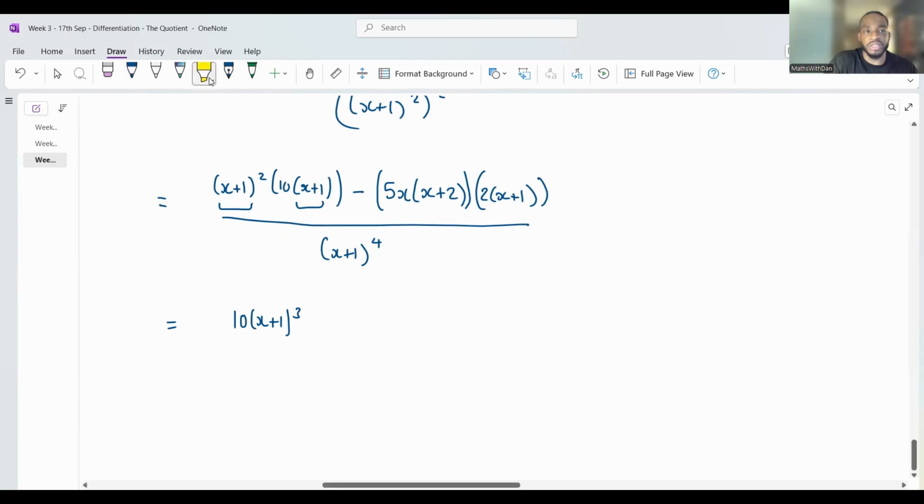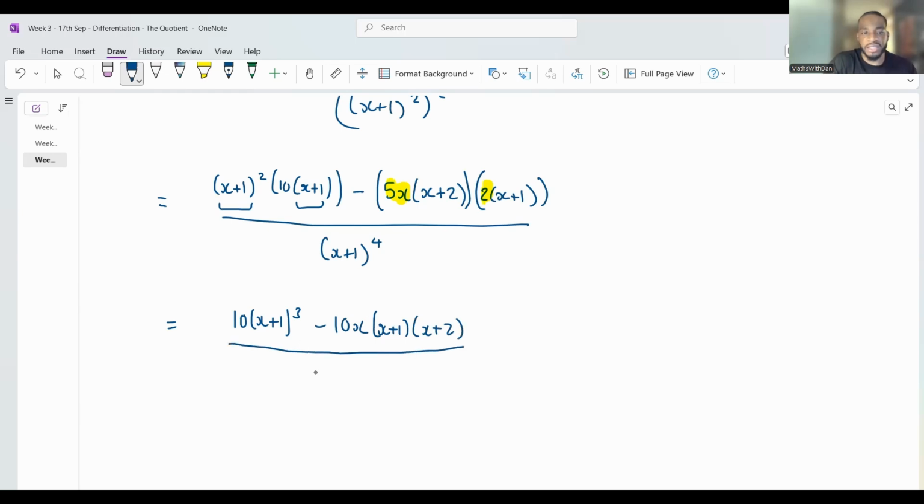And then this one, let's do this. I've got a 5x here. I've got a 2 there, right? That is 10x, isn't it? So I'm going to have a minus 10x like that. And then I'm going to have that x plus 2 and x plus 1. I'll write this so x plus 1 first, and then x plus 2, like that. And then this is all over x plus 1 to the power of 4. Does that make sense so far, guys? Are we happy with that?